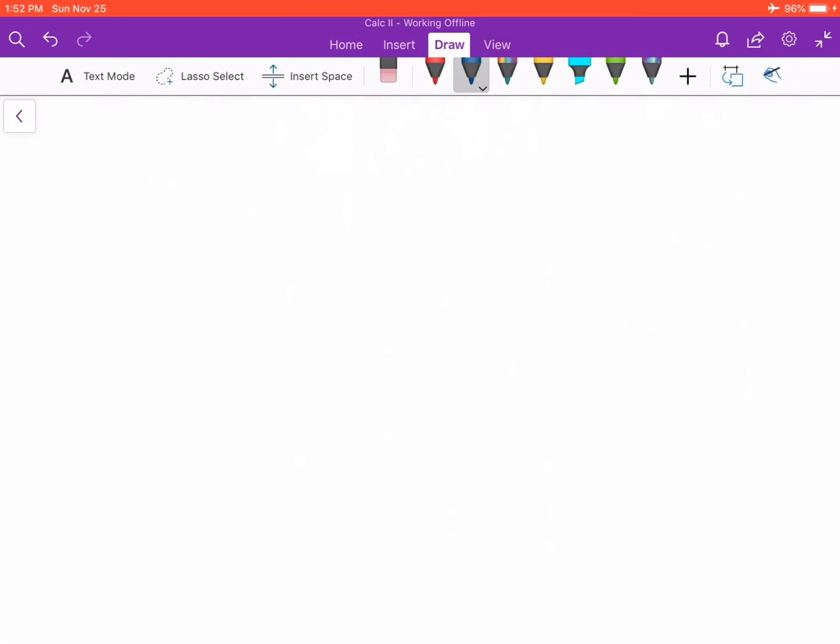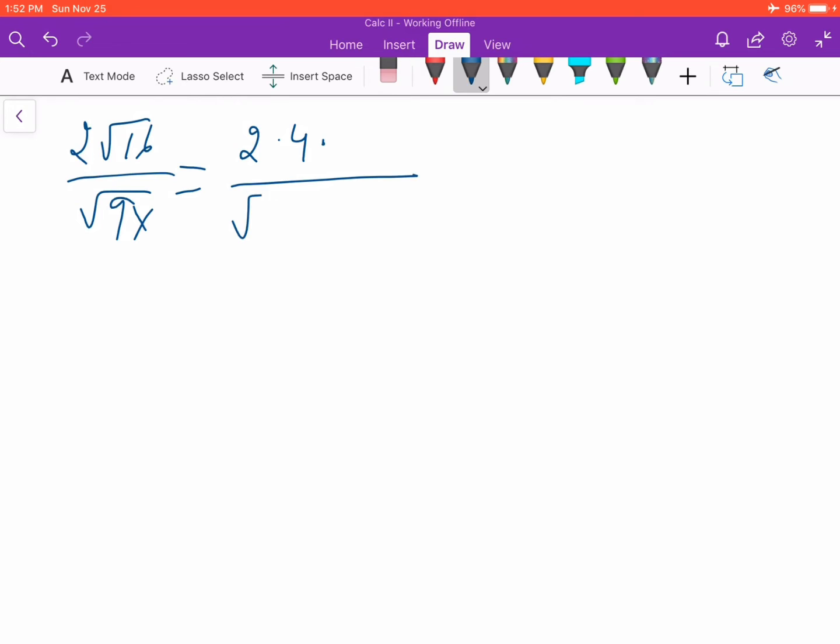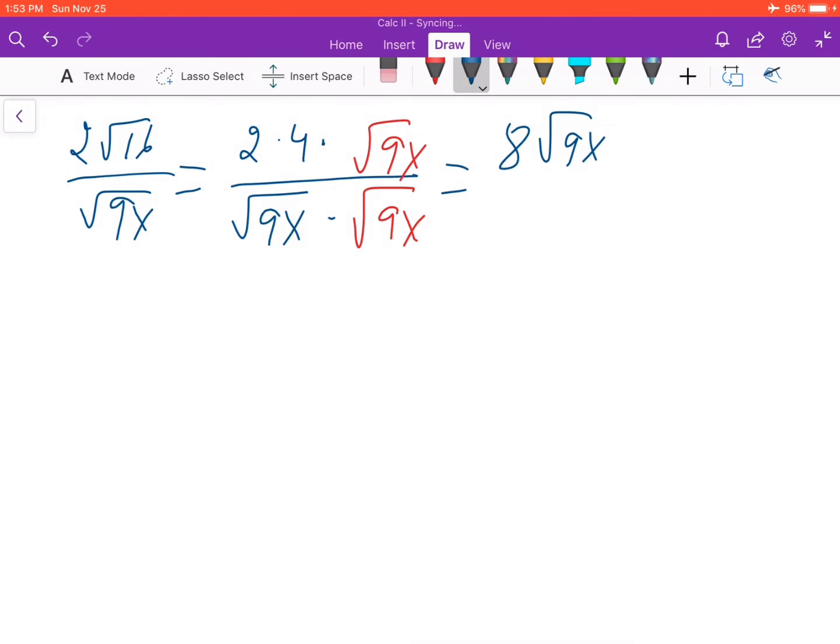2 square root 16 over square root 9x. So that is equal... Square root 16 is what? 4, right? So 2 times 4. Now let's see what we're going to do here with square root 9x, which means we have to multiply by square root 9x, right? To get rid of the square root, we have to do the same thing here. And the answer will be 8 square root 9x over a clean 9x.